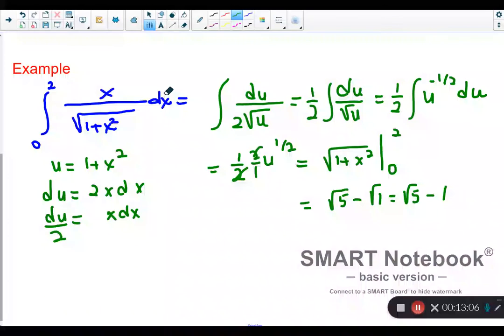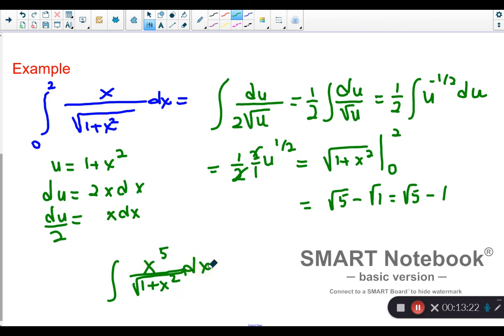But if I gave you a problem like this, same problem, but a high power on the top. So if you let u be 1 plus x squared, its derivative is 2x dx, and notice you have x to the 5 dx. What are we going to do with that, right? At that point, you would recognize that problem cannot be done with u substitution. So it's a good idea to visualize the situations where you can use u sub versus where you are not able to use u sub.